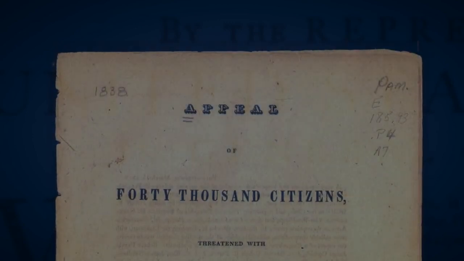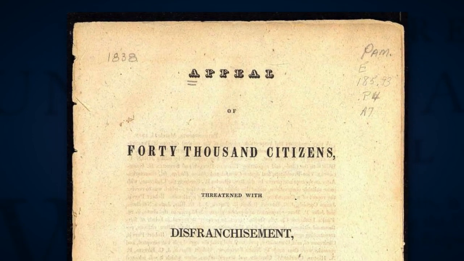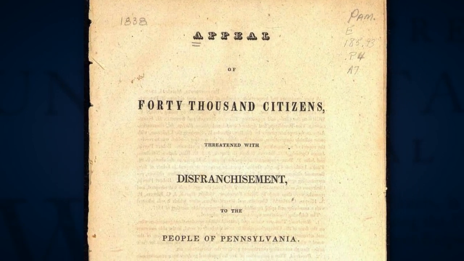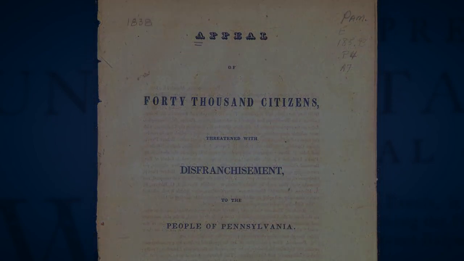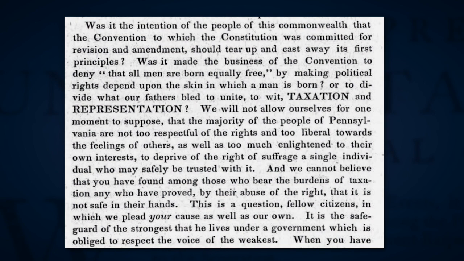So this is trying to get at that economic inequality in that property requirement. But this didn't go over well with some people. A group of Democrats lobbied to use this convention to actually ban Black men from voting. In response, several free African American men got together to create what they called the Appeal of 40,000 Citizens Threatened with Disenfranchisement. And inside this pamphlet, they used the fact that the American Revolution was fought for freedom and equality as the reason why they should get to keep their right to vote.